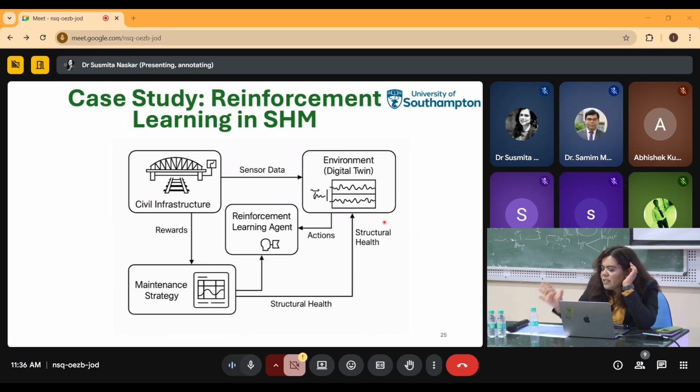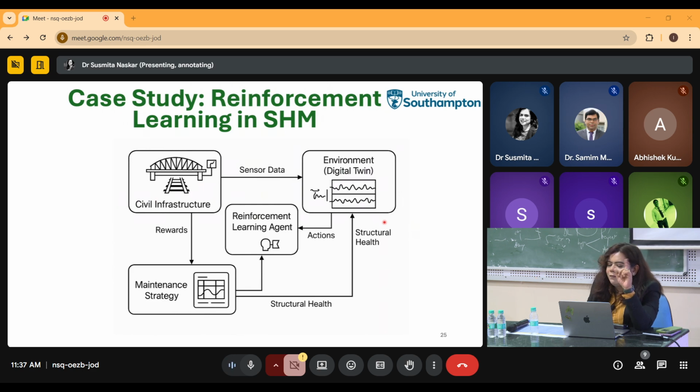So the basic difference between supervised, unsupervised, and reinforcement learning is that in supervised learning you know X, you know Y, and you say, okay, I want something like that. In unsupervised, you don't know Y, you just give X and cluster things together. Reinforcement learning is where you have an agent, say the sensor data, and then the digital twin, which will represent something like that.